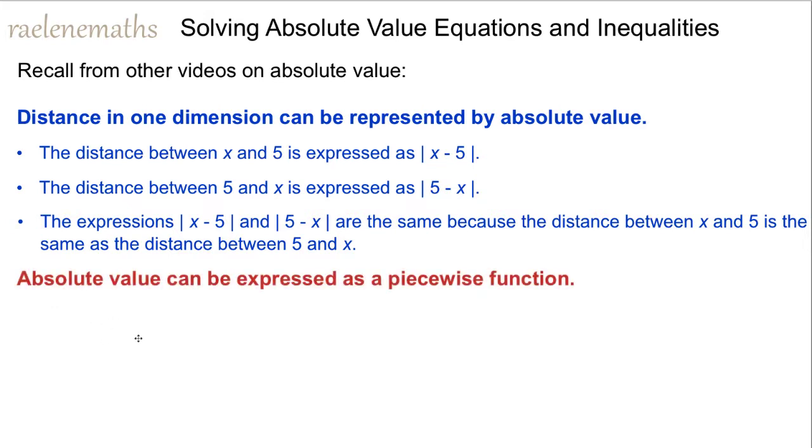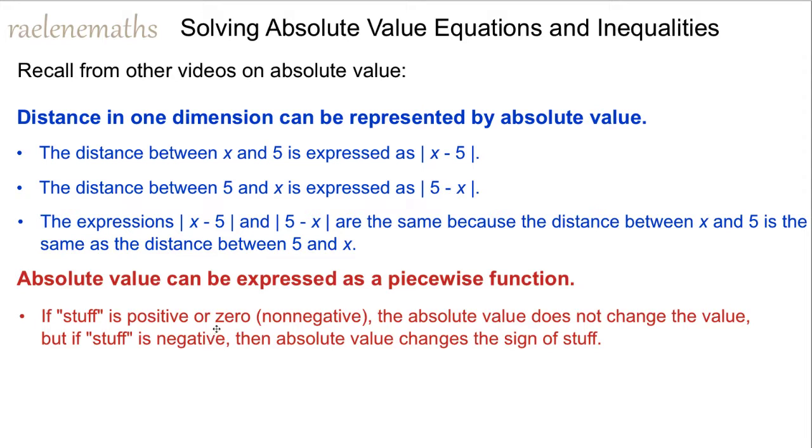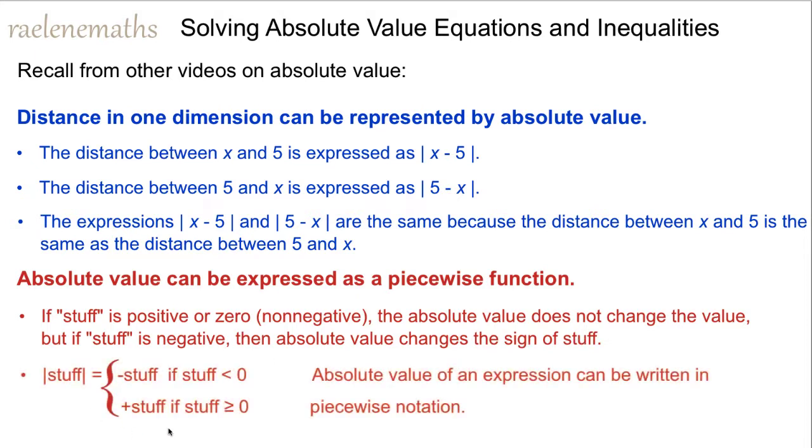Another truth is that we can express absolute value as a piecewise function. And so what that means is, if you take the absolute value of some stuff, and if that stuff is positive or 0, then the absolute value of that stuff doesn't change the value. But if the stuff is negative and we take the absolute value, then the job or the role of the absolute value is to change the sign of the stuff. We write that in piecewise notation with this curly bracket with two different lines depending on whether the input stuff is negative or if the input stuff is non-negative.